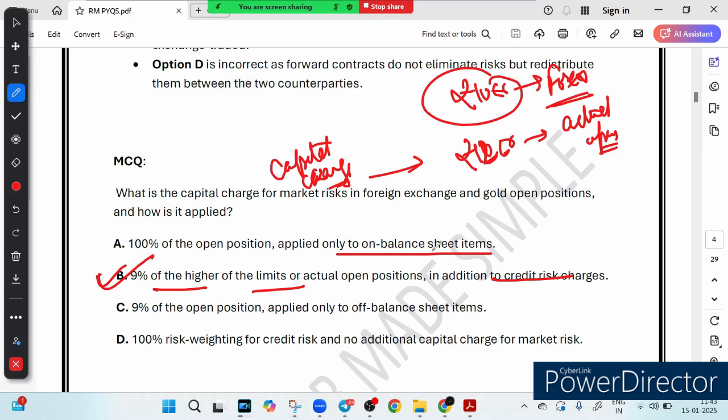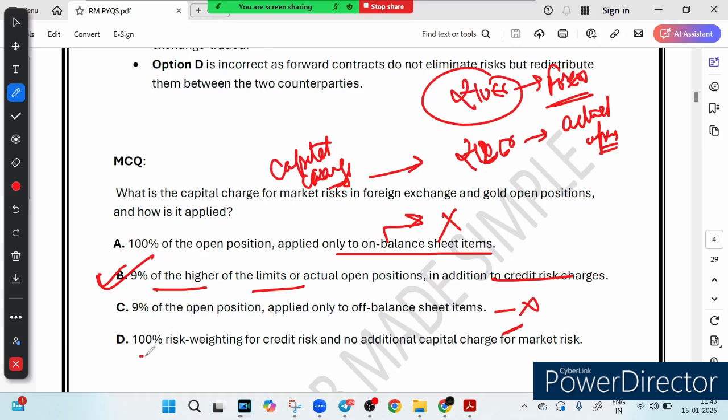What is option A? Option A says 100% of the open position. This is incorrect because the charge is not 100% of the open position. It's only 9%. Also the charge applies to both on balance sheet and off balance sheet items, not just on balance sheet ones, right? Option C says that 9% of the open position applies only to off balance sheet items. This is also wrong because the capital charge applies to both on balance sheet as well as off balance sheet items, not just off balance sheet items like derivatives. It considers all exposures that are subject to market risk.